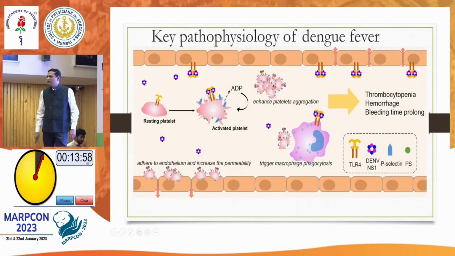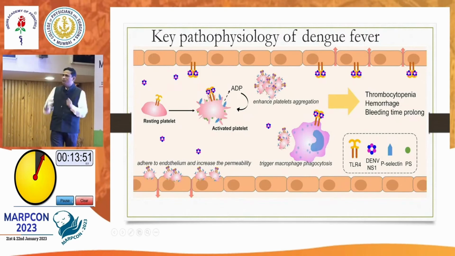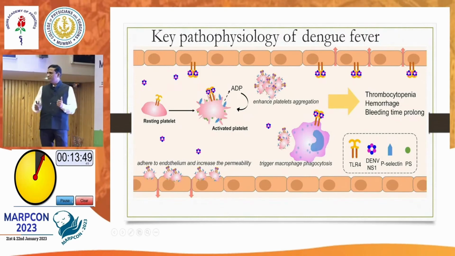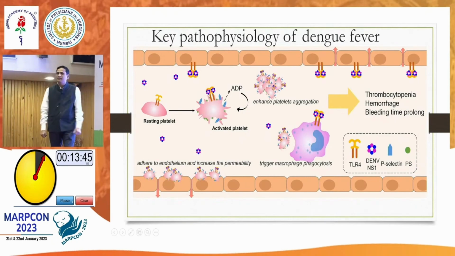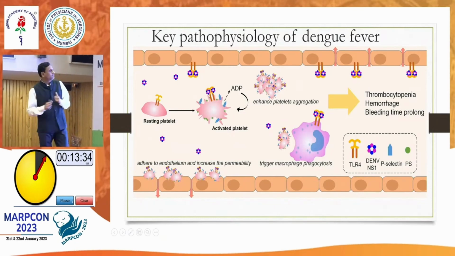See the pathophysiology of the dengue virus. Dengue virus mainly affects three tissues. First, the hematopoietic precursor cell, which leads to suppression of the bone marrow and causes leukopenia and thrombocytopenia. Second tissue is the endothelium. The dengue virus causes endothelial damage, which leads to plasma leak, causing hypovolemia and shock.